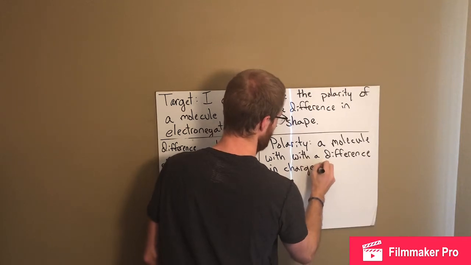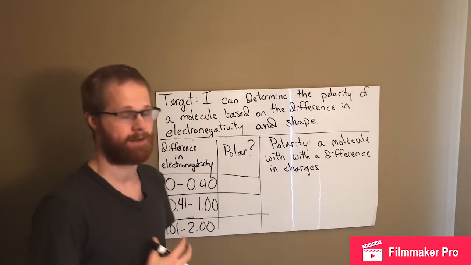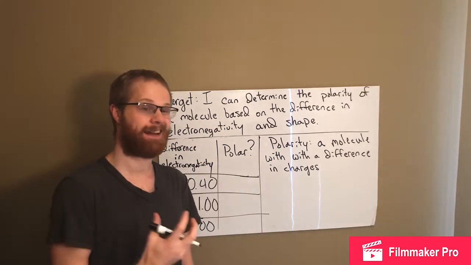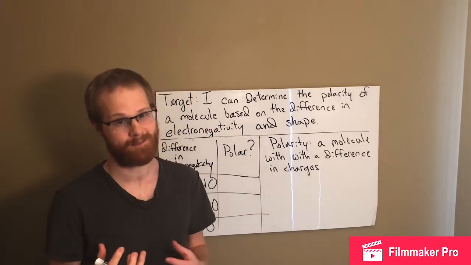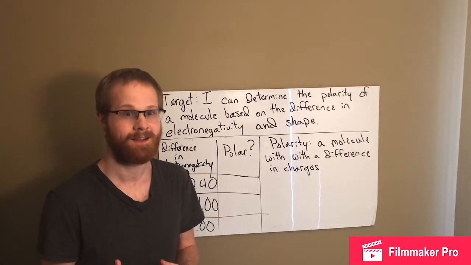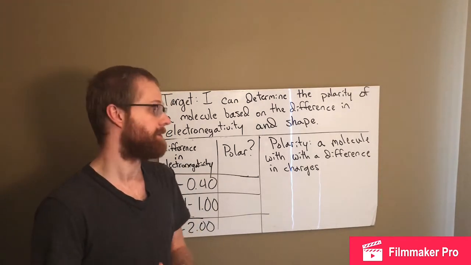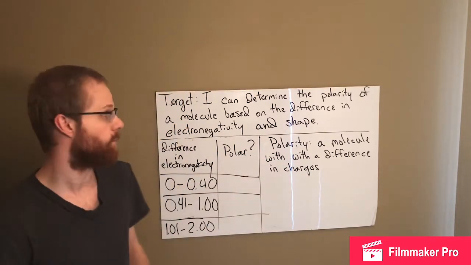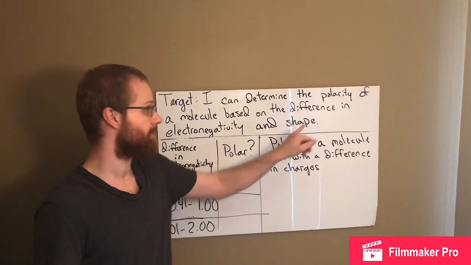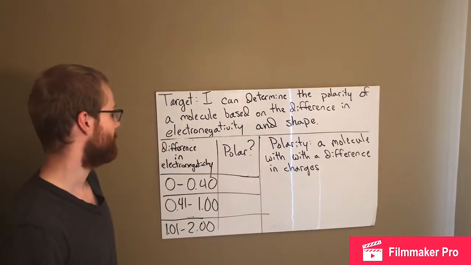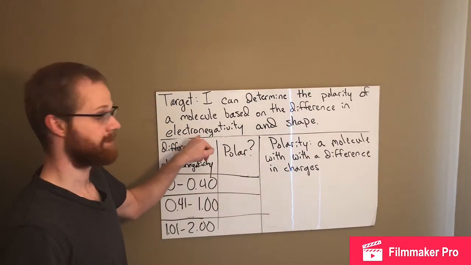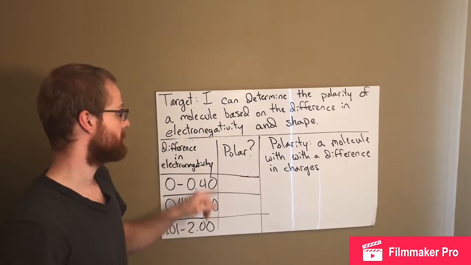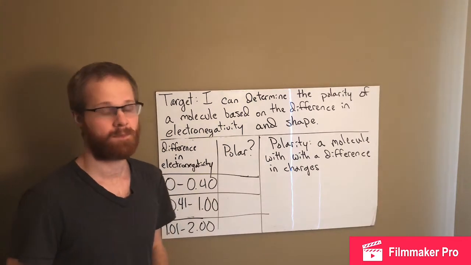So we know that molecules have electrons. And if certain parts of that molecule have a lot of electrons and other parts of the molecule don't have a lot of electrons, that molecule is polar because there's a difference in charges. So today we're going to determine if something has a difference in charges based off of the difference in electronegativity, okay, how badly it wants electrons, and its shape.